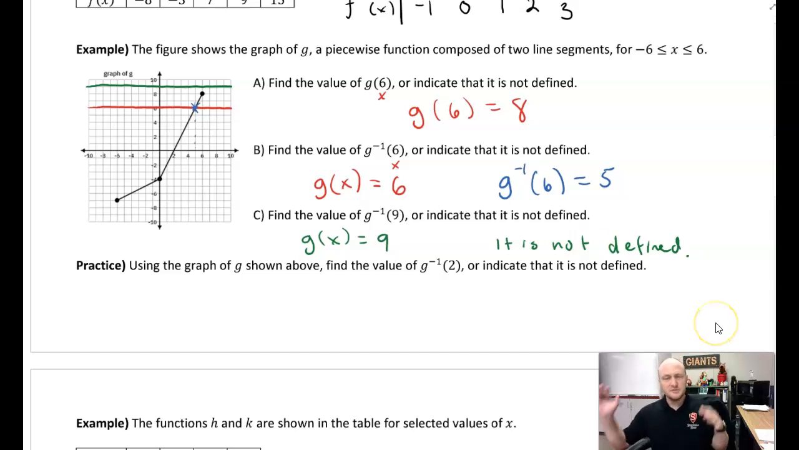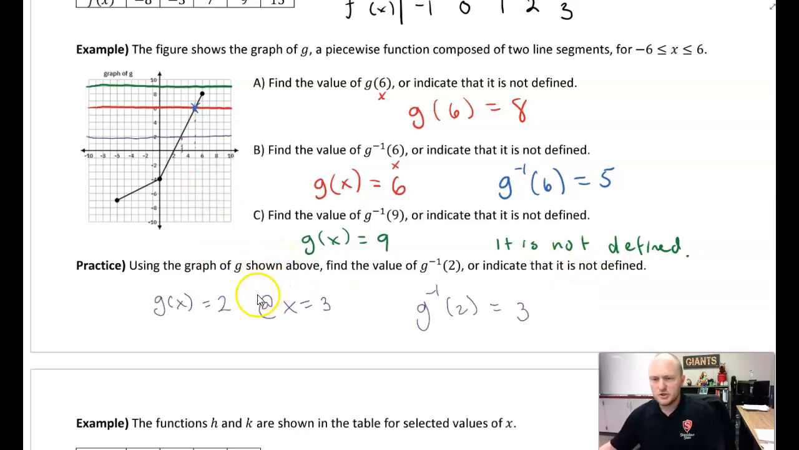Okay? Pretty straightforward. All right, I want you guys to use the same graph of g, and I want you to find g inverse of 2, or indicate that it is not defined. Pause me. I'll show you the answer here in a second. Okay, so hopefully you tried this one.